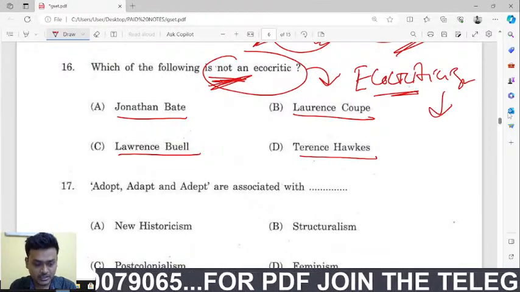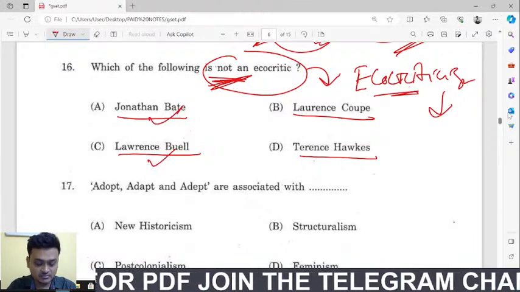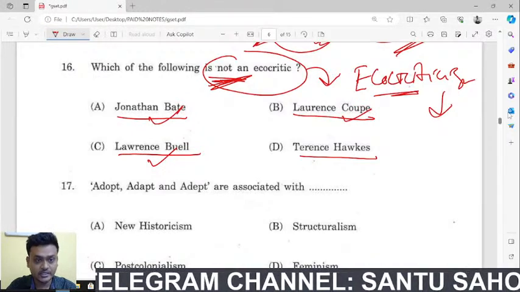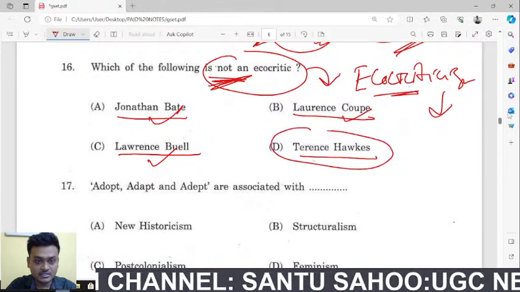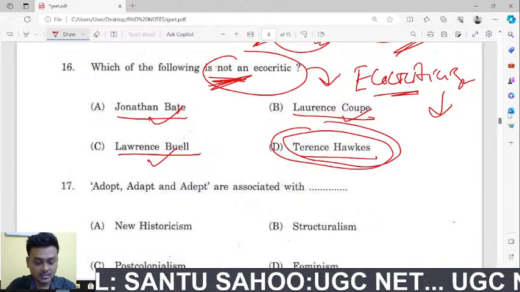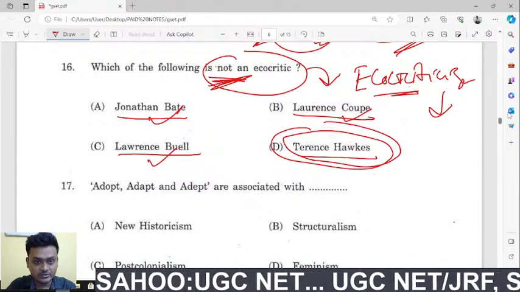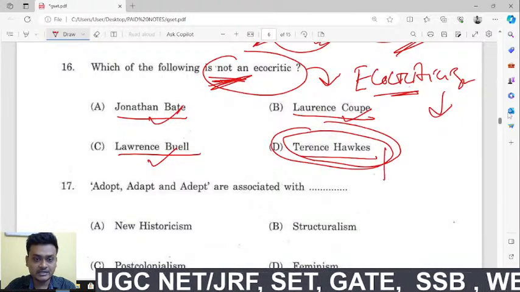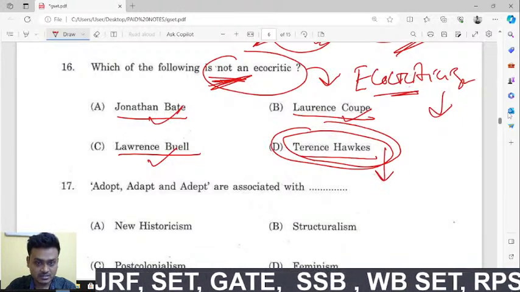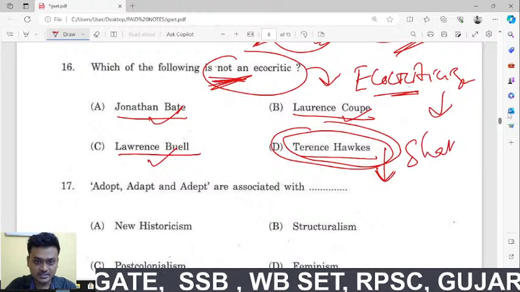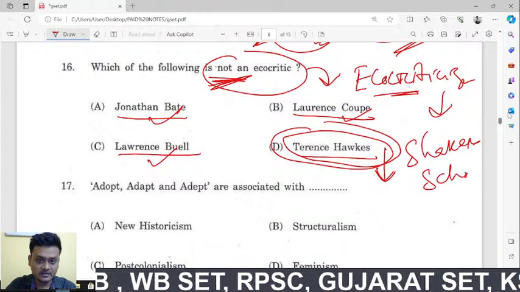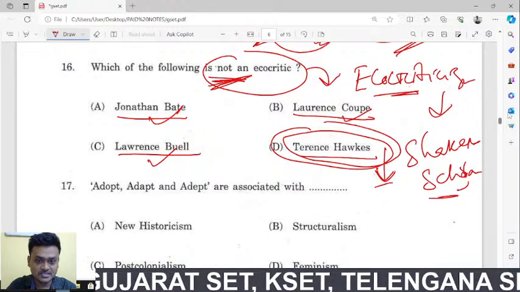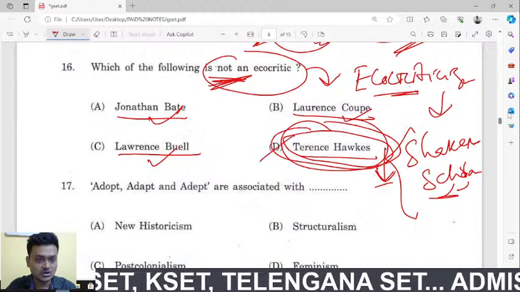Here, Jonathan Bate, Lawrence Buell, Lawrence Coupe, they are all actually eco critics. And Terence Hawkes is actually not an eco critic. And yes, exactly, Ted Hughes, that is Hawk Roosting. Well done. Terence Hawkes is actually a Shakespearean scholar. Terence Hawkes is the right answer.